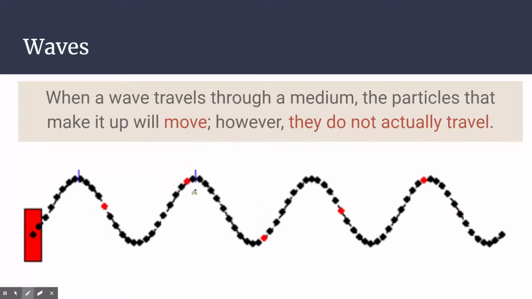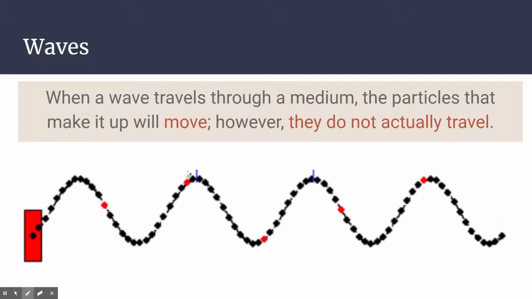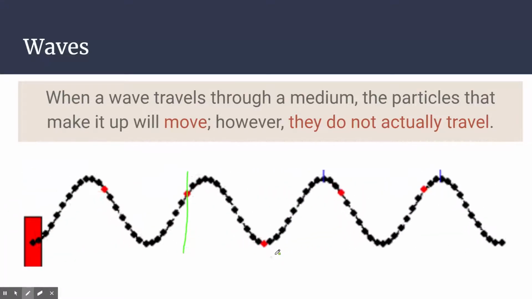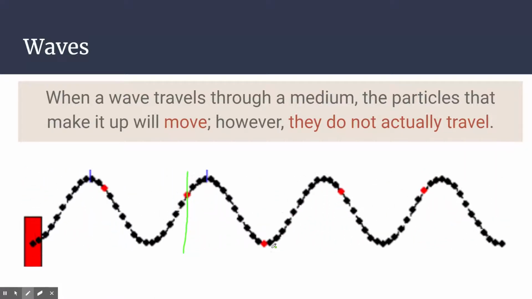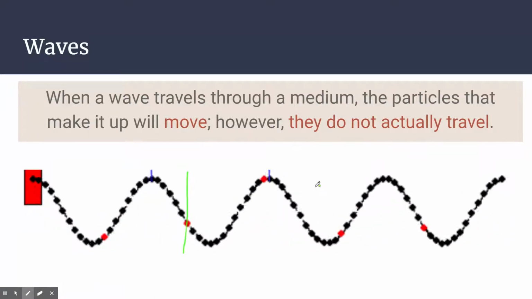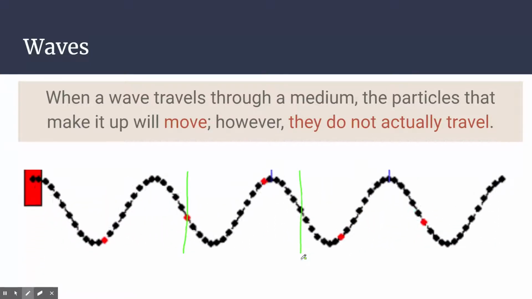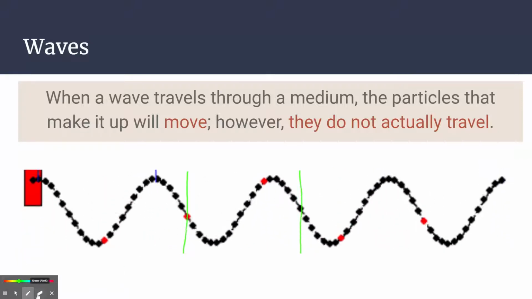So the red ones are highlighted just so that we can see them a little bit better. So let's watch one of those red ones. And I'm going to draw a line that shows its path of travel. Notice how that particle just moves up and down along the same line. And I could pick a black one, and it will do the same thing. This particle just moves up and down along the same line.